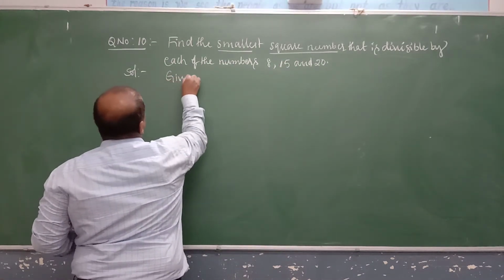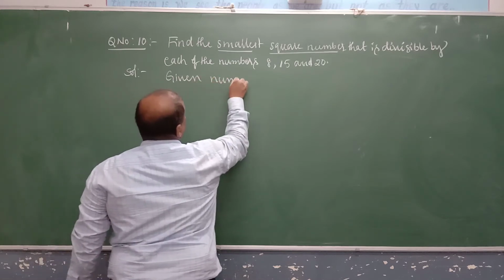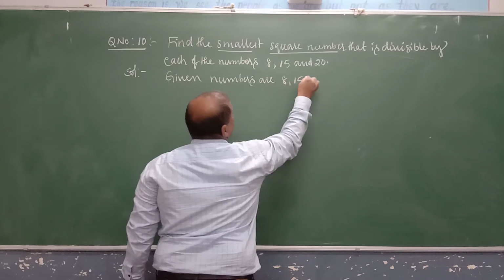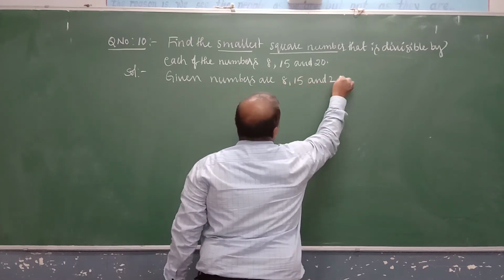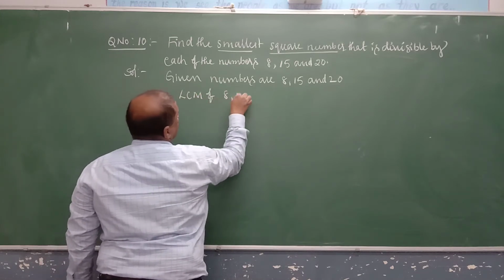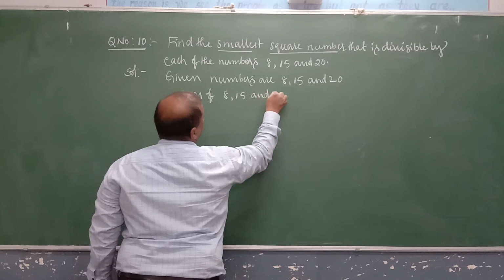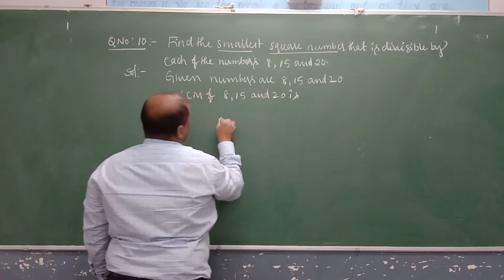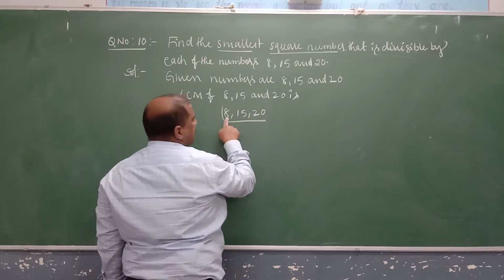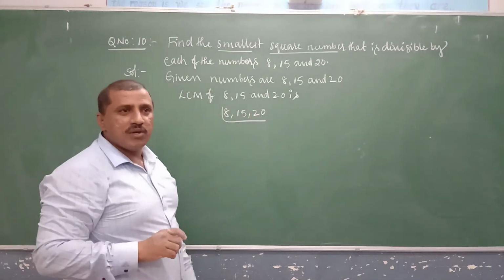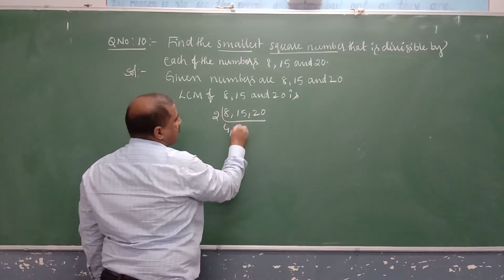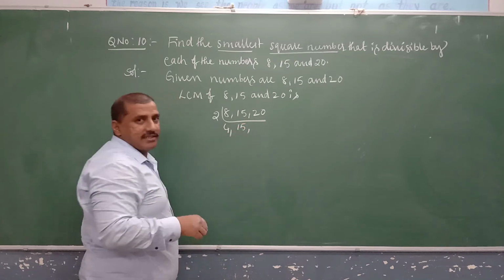Given numbers are 8, 15 and 20. Now LCM of 8, 15 and 20, find this LCM. So here 8 and 20 both are even numbers. So these two are divisible by 2. Divide with 2. 2 4s are 8. 15 is not divisible. So write 15 as it is.